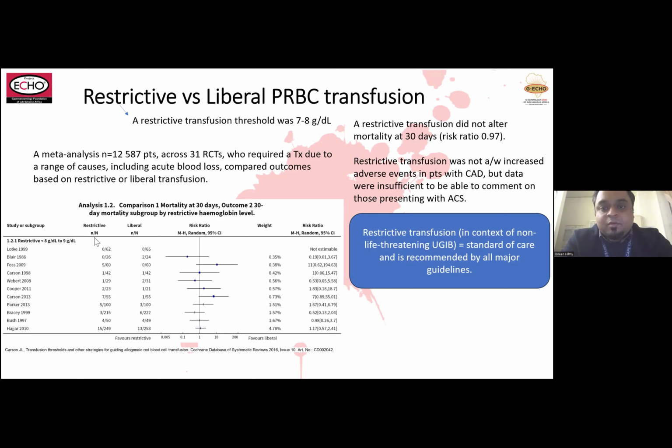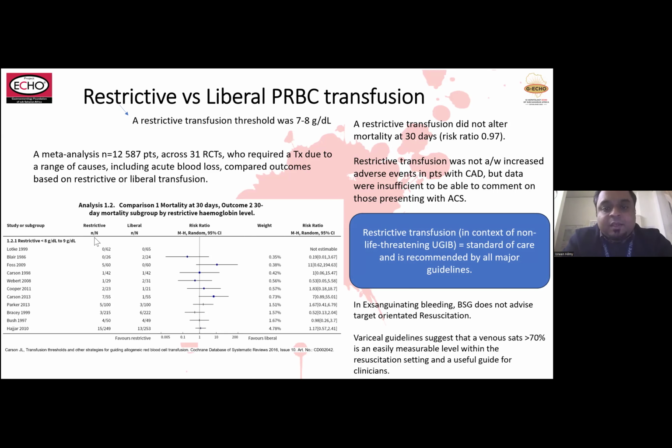So now across most of the guidelines, all major guidelines, they say restrictive transfusion is preferred and standard of care, and it is recommended. And in case of severe bleeding, the British Society guidelines do not advise a target-oriented resuscitation. However, if you look at the variceal guidelines, they say that the venous saturation should be more than 70%, an easily measurable level in resuscitation settings and useful guidance for clinicians.